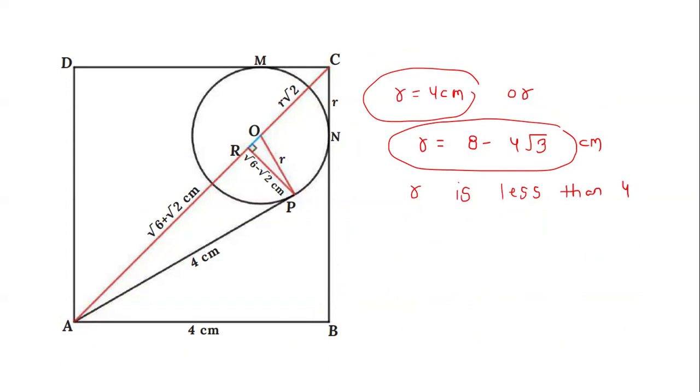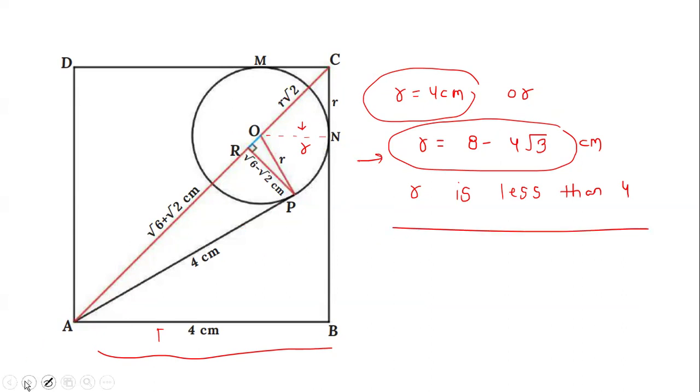Which one do we choose? We know this distance is 4 centimeters, so the radius cannot be equal to 4 centimeter, because the radius is just this distance, and this AB distance itself is 4 centimeter. So the radius is obviously smaller than AB, so it cannot be 4 centimeter. So the R value is 8 minus 4 root 3, because R is less than 4. In this way we can find the radius of this smaller circle.